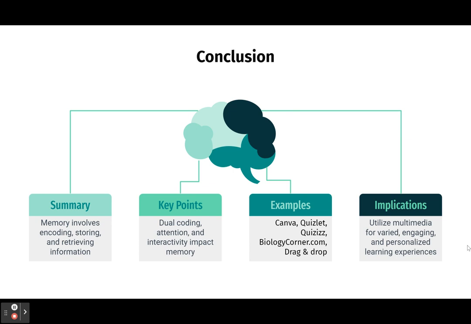As we come to a close in our conclusion, let's summarize our key points. Memory first involves encoding and then storing and retrieving information. And we've explored the impact of dual coding, attention, and interactivity on memory. Now, let's discuss the implications of these insights for your teaching practice. As educators, we need to recognize the richness of connections in long-term memory and the varied types of memory that can guide our teaching strategies.